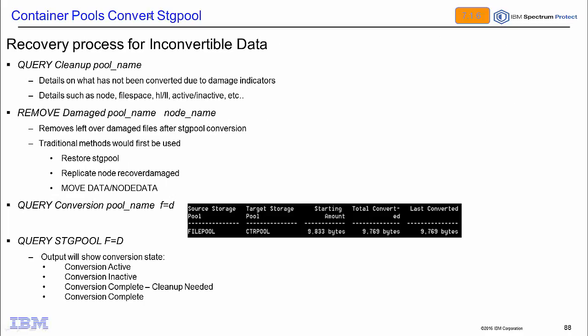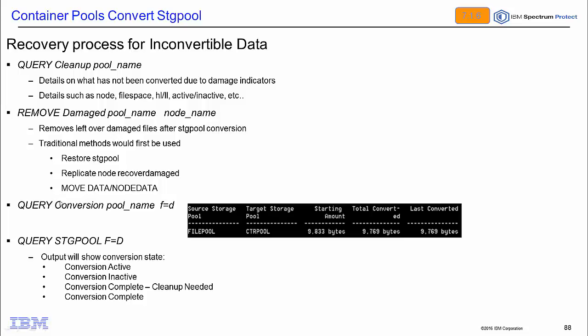Once the conversion completes, it may find some inconvertible data. This is data that might have been damaged. It might be data that was either a table of contents or NDMP data. And so you can do this query cleanup with the storage pool name, and that'll show you the details of what has not been converted. You can also do the remove damaged, where you say, you know what, just go ahead and remove that information. Or you could repair those damaged files through a restore or repair, and then retry them.